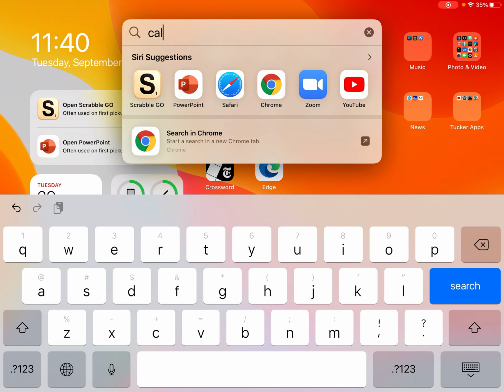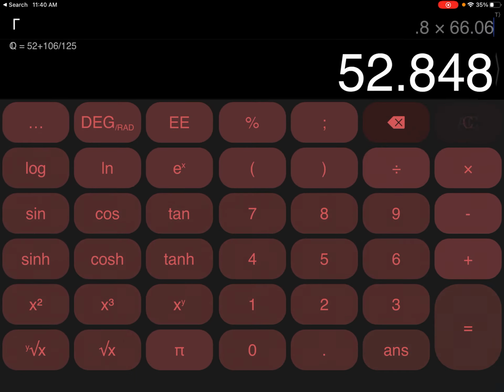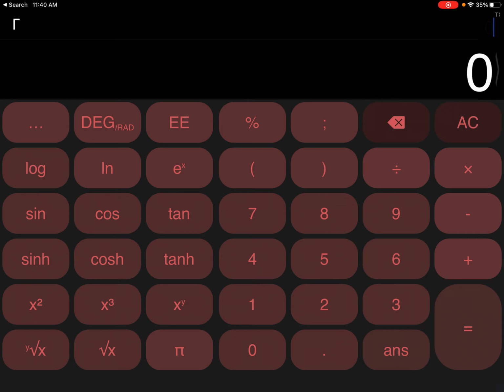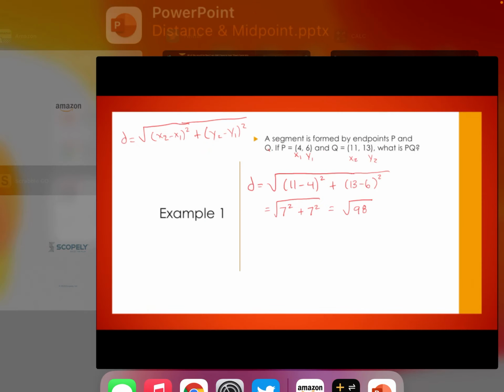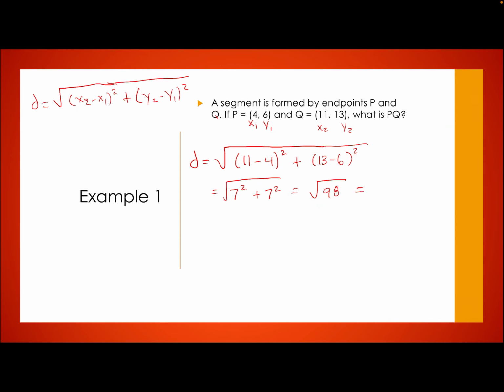So we'll have to put it in the calculator. We'll open this, and we want to do the square root of 98. So that's going to be 9.9. So we'll go back. And so the square root of 98 is 9.9. All right. So you can leave your answer as the square root or the decimal. I would say always round to 2 decimal places.